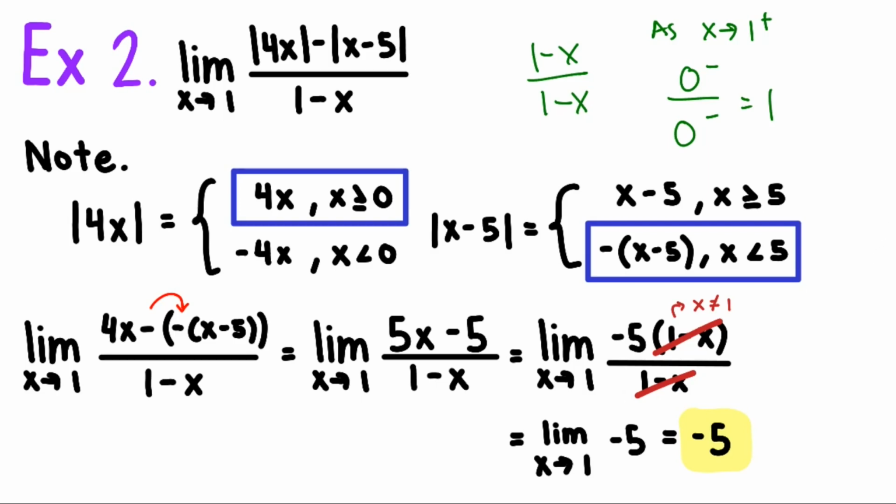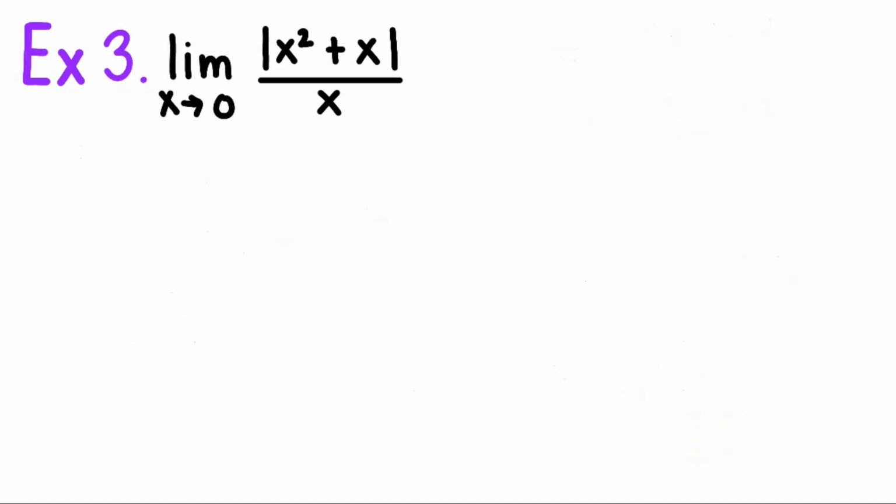So now, let's move on to our last example. We have the limit of the absolute value of x squared plus x, over x, as x approaches 0. Again, you may pause the video to try this one first. Okay, so let's start. So this will be fun, I hope.